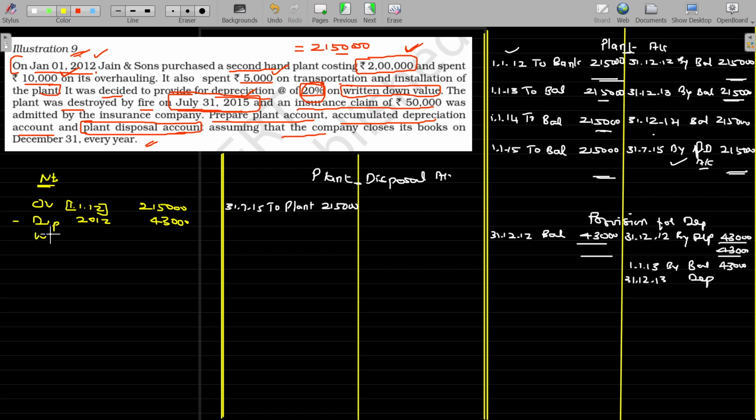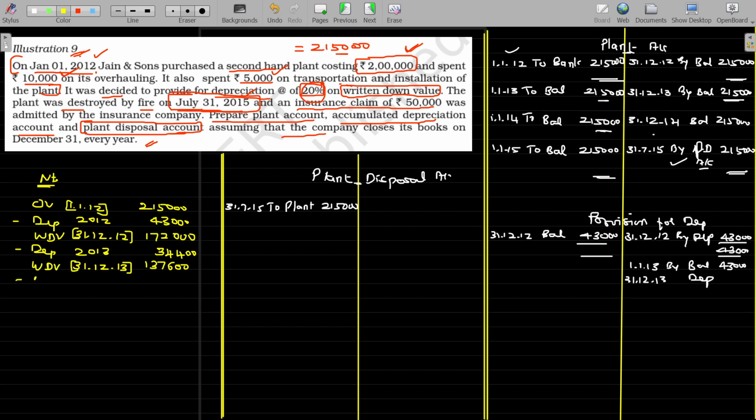After subtracting the value, what you have is nothing but WDV as on 31/12/12. Come on, tell me the value. 1,72,000. And second year depreciation, the depreciation for the year 2013, 20% on 1,72,000, 34,400. After subtracting, the WDV here being 1,37,600. This happens on 31/12/13.